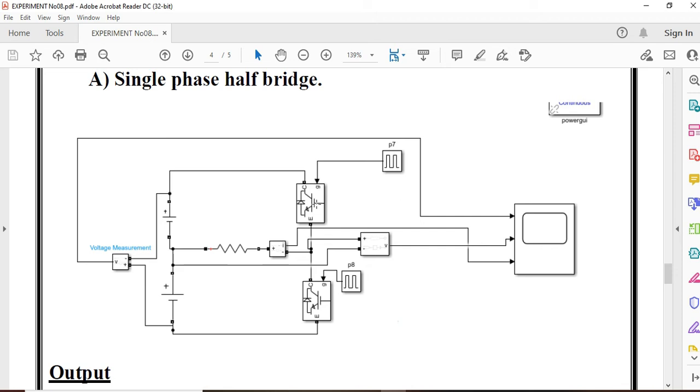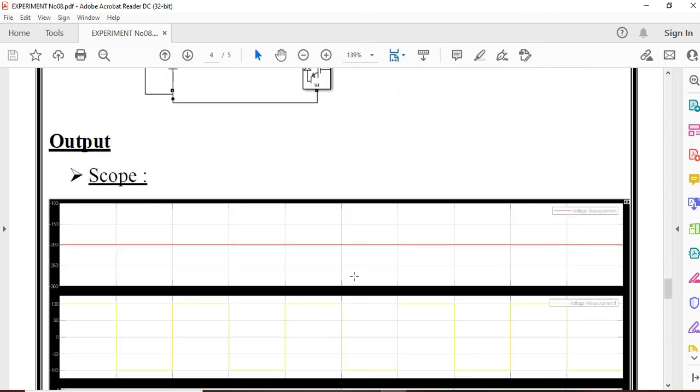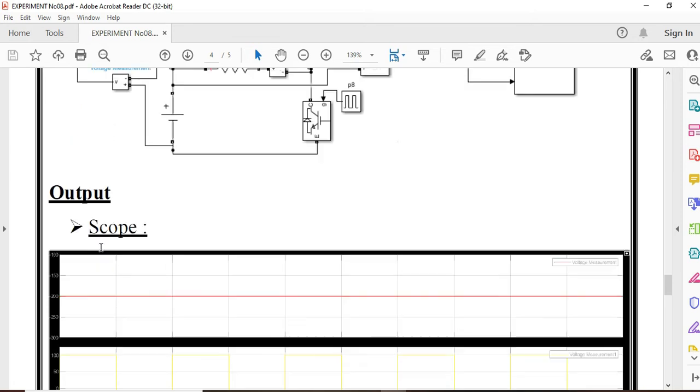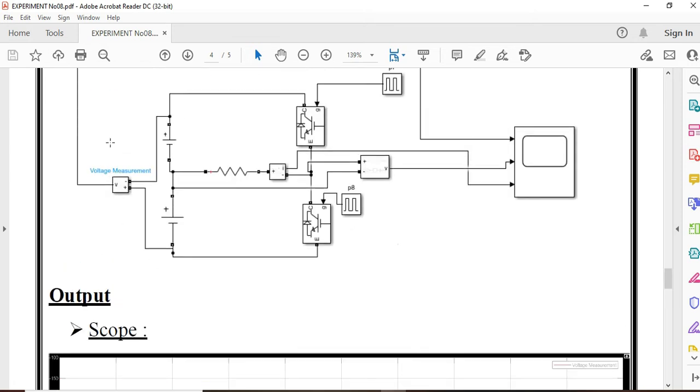Now this is your IGBT1, IGBT2. IGBT1 is fired with your pulse generator 1. IGBT2 is fired with pulse generator 2. You have connected voltage measuring tools across your load, and this is your scope over which you are going to find the output. Now see what you observe over here, the total voltage.